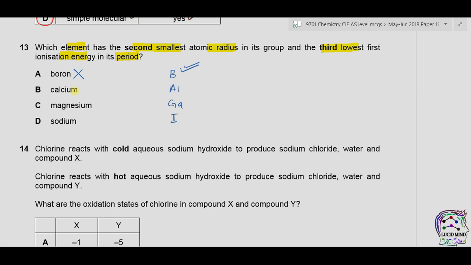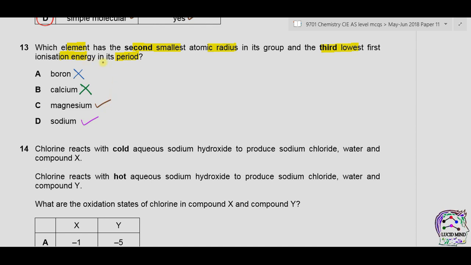Second is calcium. Calcium belongs to group 2 of the periodic table. In group 2 we have beryllium, then magnesium, then calcium. As we can see, calcium is in third place, so it has the third smallest atomic radius. So it is not calcium. Magnesium is in group 2 and has the second smallest atomic radius, so it could be magnesium. Last one is sodium. In group 1 we have lithium, then sodium. So it is in second place, so it could also be sodium.